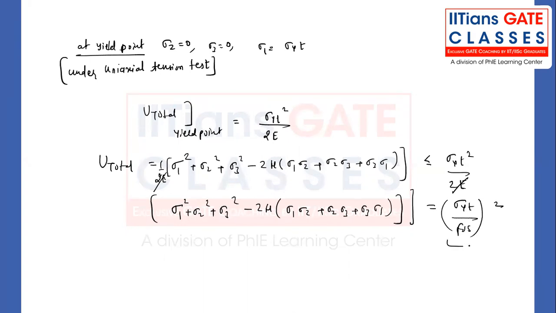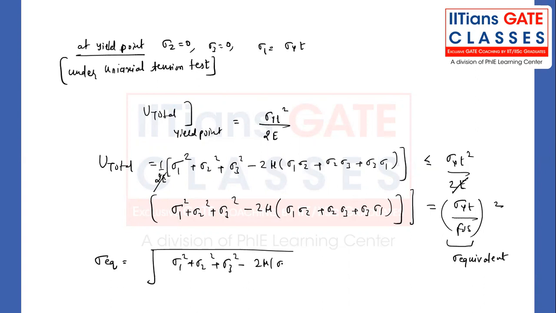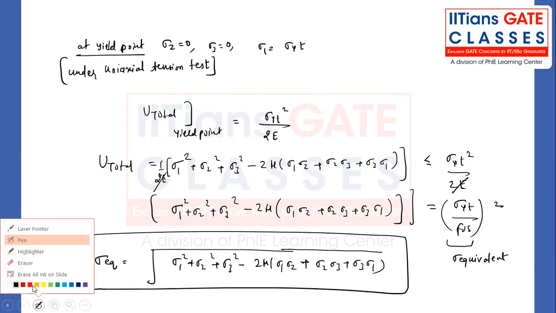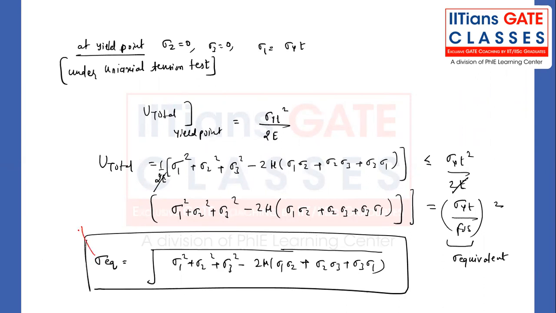Finally, we call this the equivalent stress, the equivalent of permissible stress, right? So the equivalent stress is the under root of sigma 1 square plus sigma 2 square plus sigma 3 square minus 2 mu (sigma 1 sigma 2 plus sigma 2 sigma 3 plus sigma 3 sigma 1). This is the formula according to the maximum strain energy theory, sometimes called the Haigh equivalent stress. Make a note of this, very important: equivalent stress is sigma yt divided by factor of safety.